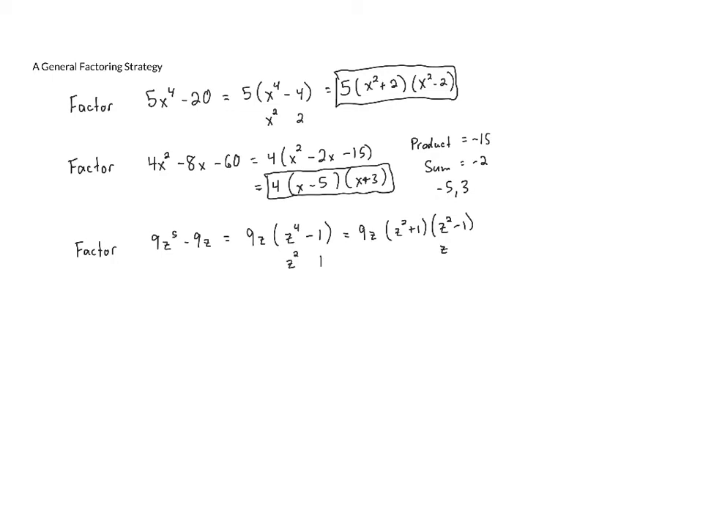z squared is z squared, and 1 is 1 squared. So we're going to leave the 9z alone, and we're going to leave the z squared plus 1 alone. That's actually a sum of squares, so we're not going to break that down. And then z squared minus 1 breaks down into z plus 1 times z minus 1. And we're finally at a point where we can't break anything down any further, so this is our final answer.